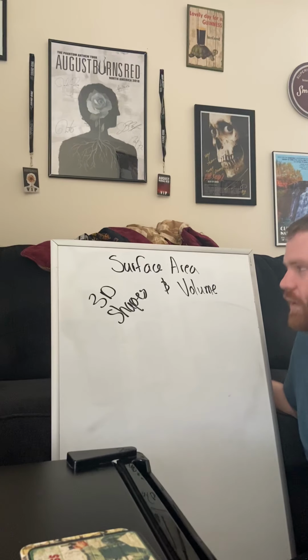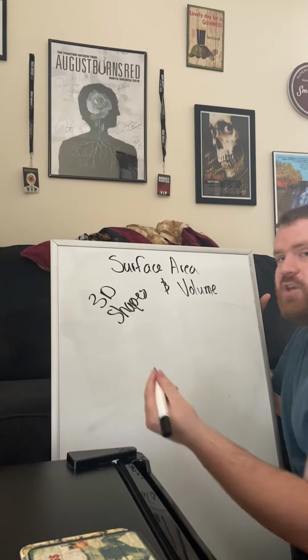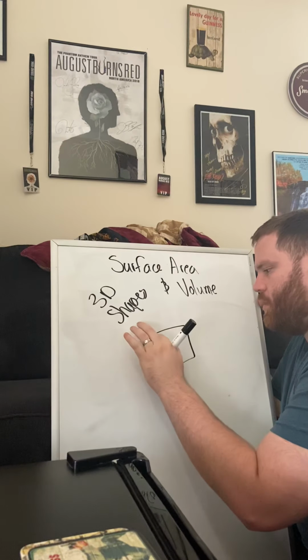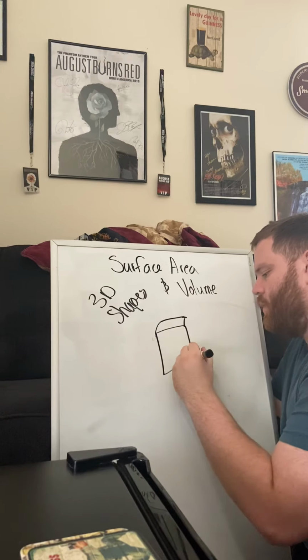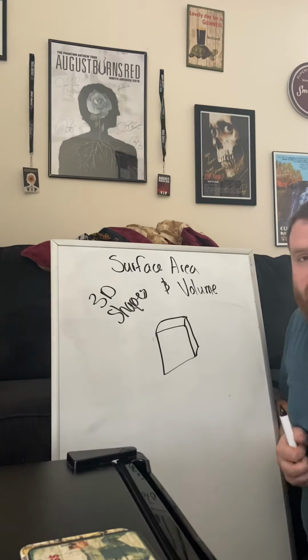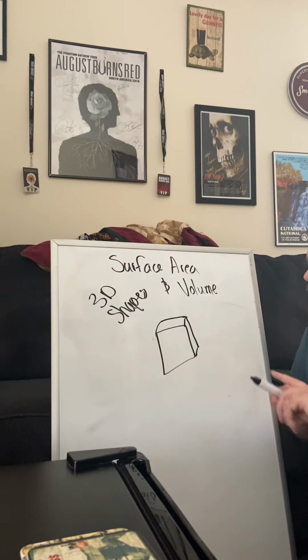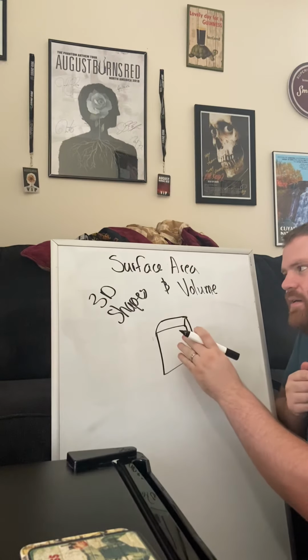So, surface area. Let's say I have a cube. Again, I am not an artist. So a cube. The two-dimensional equivalent of a cube would be a square. So surface area is the area of the entire outside of this cube, the surface of it. So think of surface area as the outside.